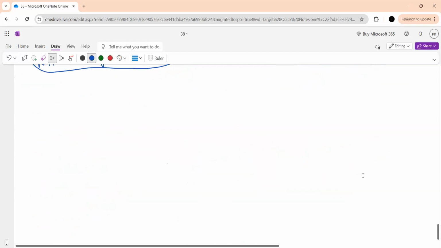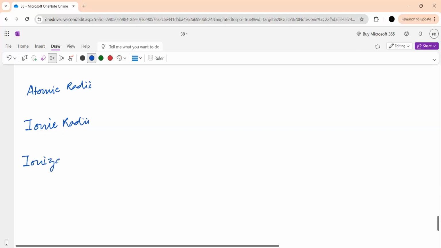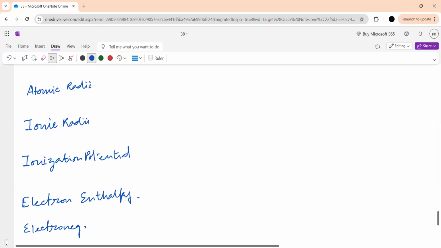Now, what will be your task from here? Once this part is done, you will see there are some things called atomic radii, then we have ionic radii, then we have ionization potential, then we have electron enthalpy, and we have electronegativity. Okay?